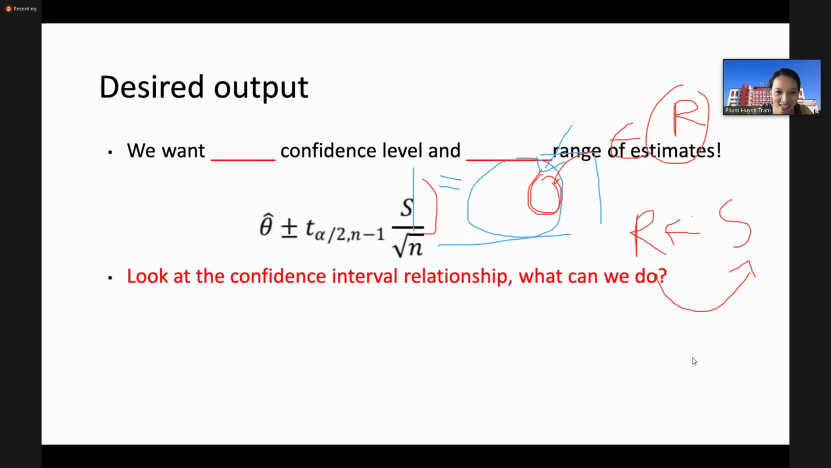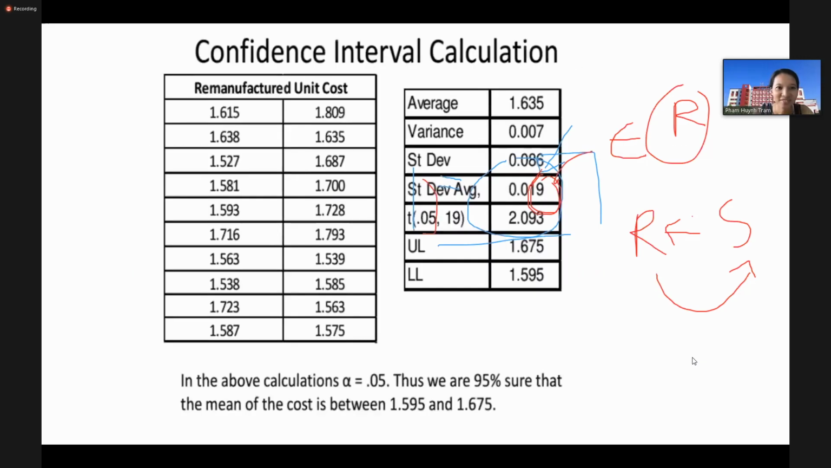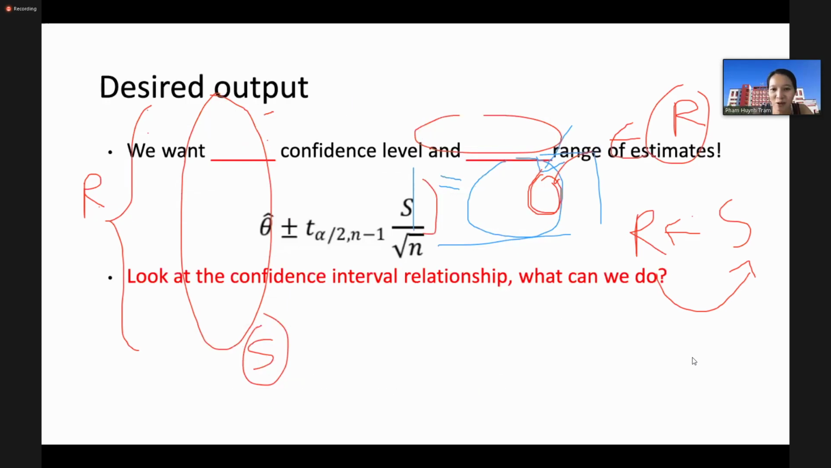Okay, let's look at this one. This is the number of replication we run. And this is R time, we run it R time. And from this R time, we calculate the variance. So we need to know R first. We need to decide how many replication first. And then we run and we got the result, then we can calculate S. All right, so it's not quite straightforward.